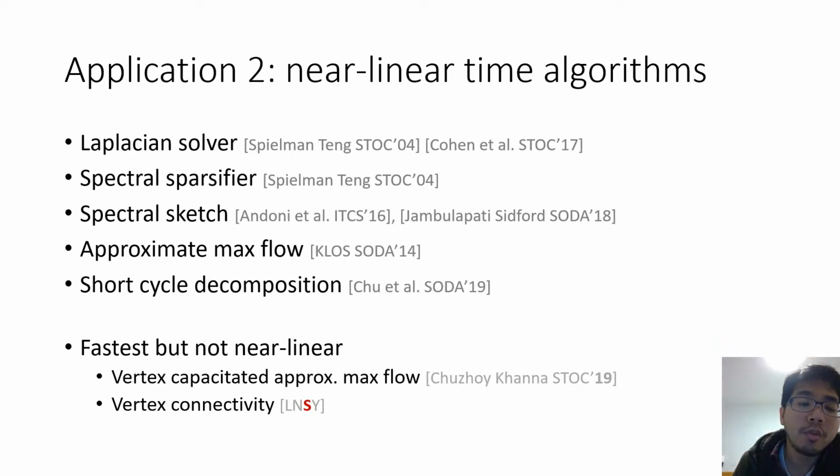There are newer classes of application which are in the field of fast algorithms. Here, the first application was introduced by Spielman and Teng. They used this decomposition to get their first near linear time Laplacian solver. And then there are many more applications in the same flavor. Get near linear time for many problems like approximate max flow, for example.